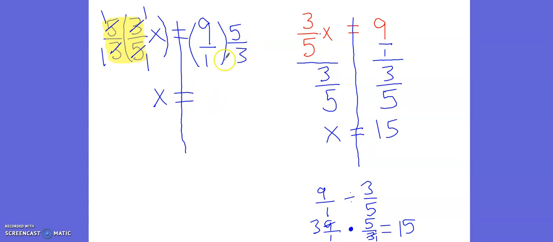Now on the right side, you cross cancel. 3 times 5 is 15. When you multiply fractions, you go straight across. Numerator times numerator, denominator times denominator, and you get x equals 15.